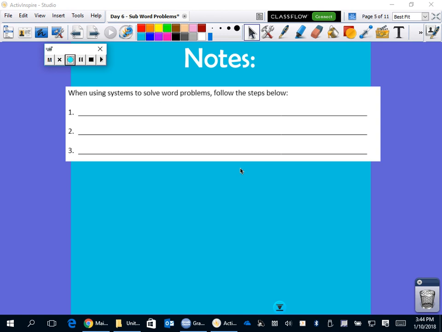So the first step is to identify the two variables. This means, what are the two items we're comparing? We're buying apples and we're buying oranges, or we are making money by working how many hours. Think about the two things that the situation's about.